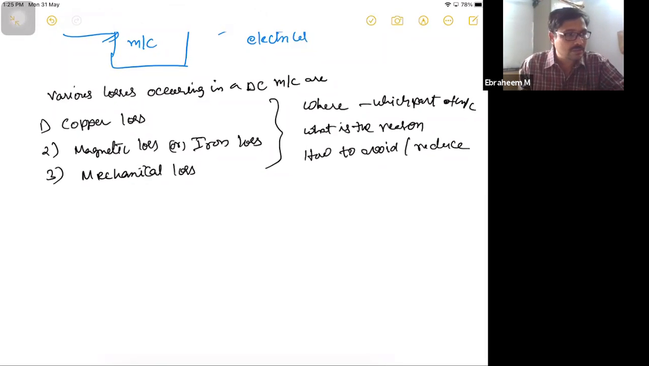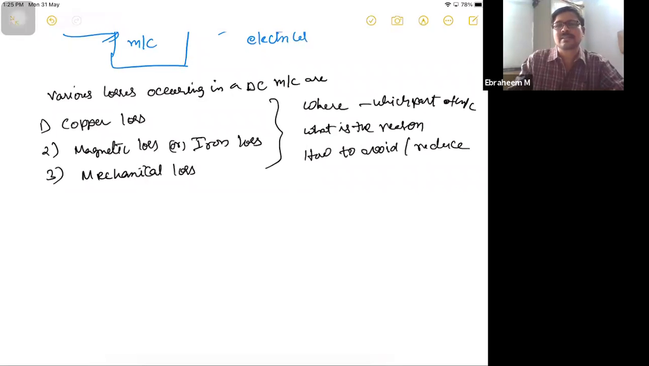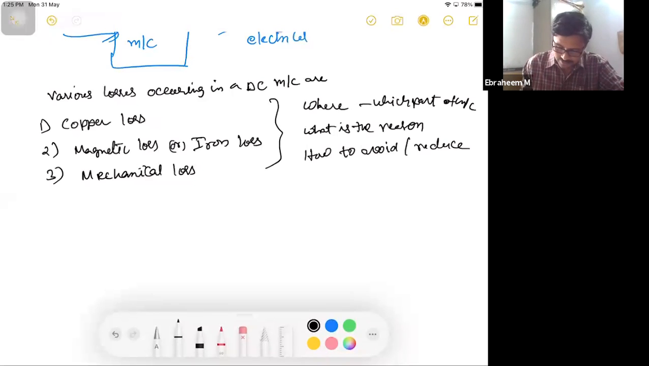Loss is an undesired form of energy. Loss, no one wants to bear, whether it is energy loss, financial loss, or relation loss. It is not desirable. So first let us see the copper loss.